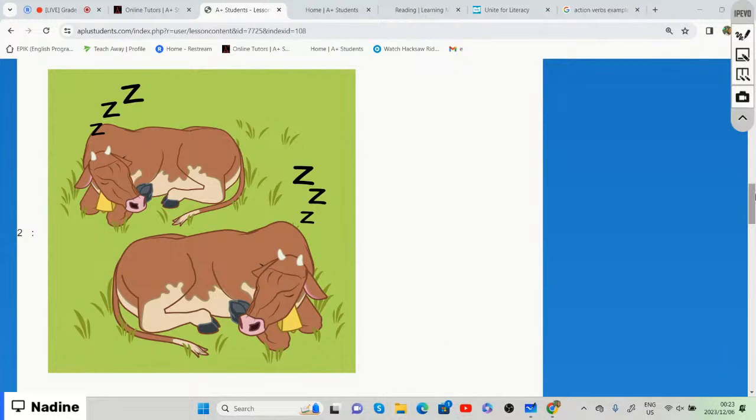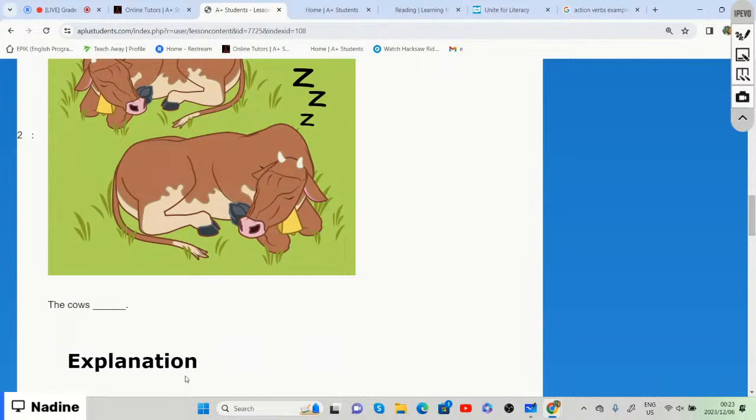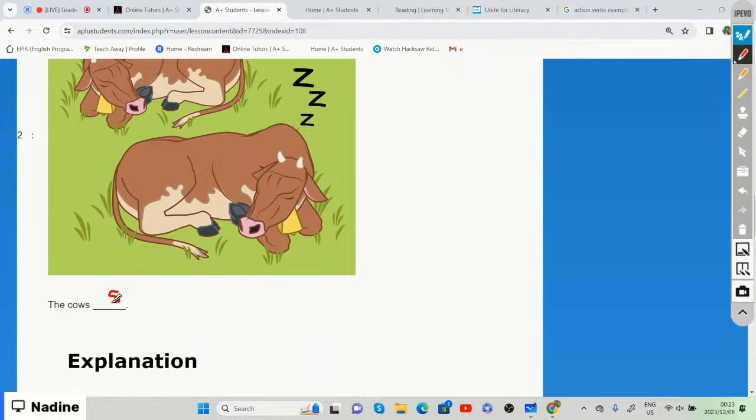And we can then say that the cows, they sleep. So we didn't say that the cows, they sleep, right? So well done. Sleep or sleeping is correct. So you can either say sleeping or you can say sleep, but that is basically the action that these cows are doing.